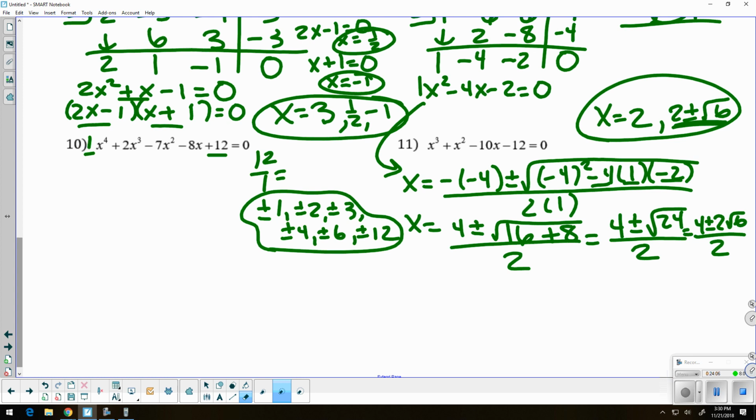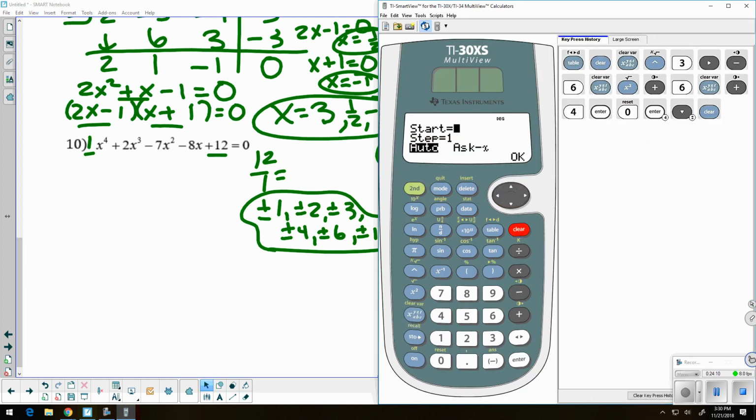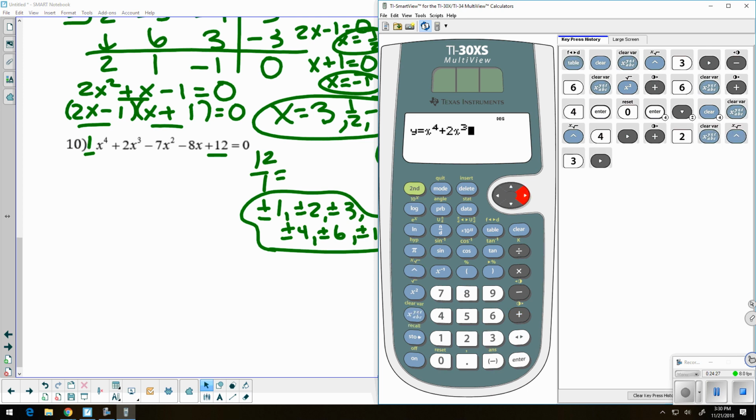Okay, so again, I'm going to go ahead and type this into the calculator. So let me clear this out. From the y equals, go ahead and type in x to the 4th. So we got a big one this time, x to the 4th, plus 2x cubed, minus 7x squared, and then we have minus 8x plus 12. Okay, so once it's all typed in again, just hit enter.